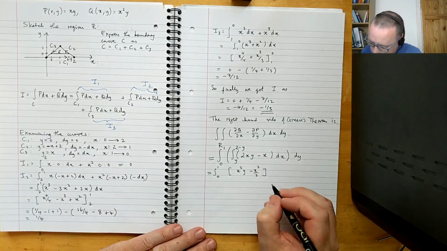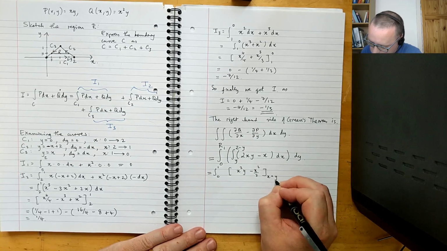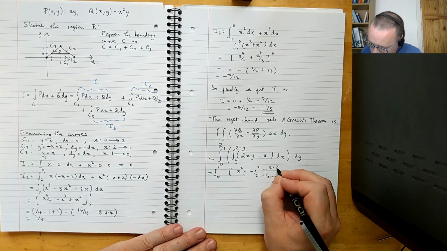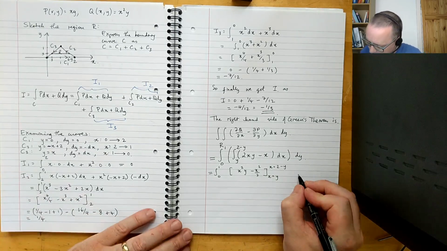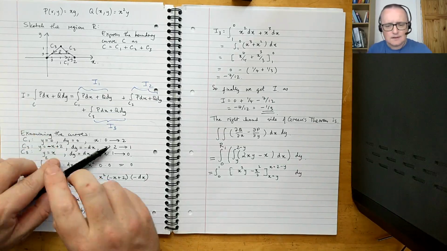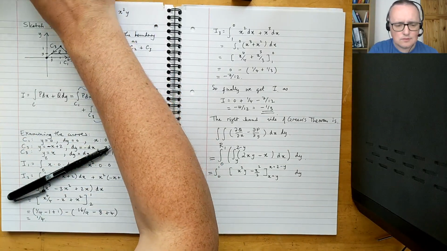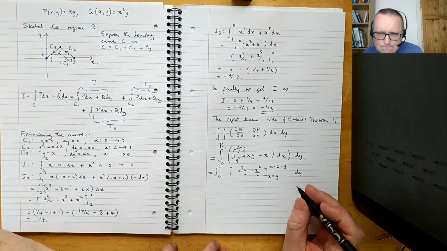And that gets evaluated at, I'm going to write here, x equals y and x equals 2 minus y. So these are limits for the x variable that we're going to put in. And I've still got the differential dy here.